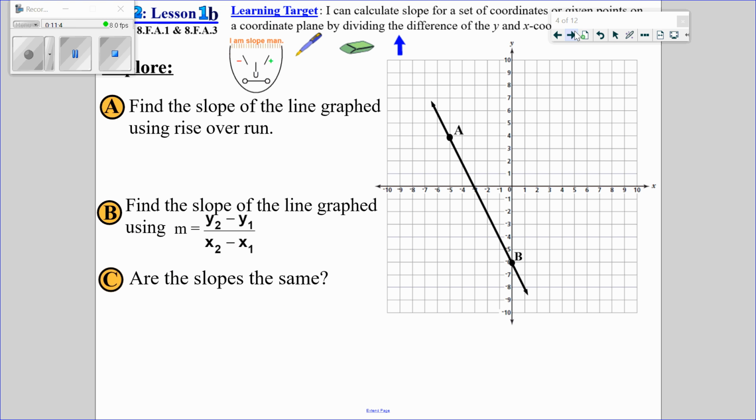So here we go. A, find the slope of the line graph using rise over run. So I'm going to write that down. M equals, okay, as you could tell, looking at the slope of the line, it's going to be negative because it is going downward. It's decreasing from left to right. So up here, I'm going to write to myself, I'm going to have a negative slope. Now your answer should be a negative slope when you do the rise over run. So here we go. We're going to do rise over run.